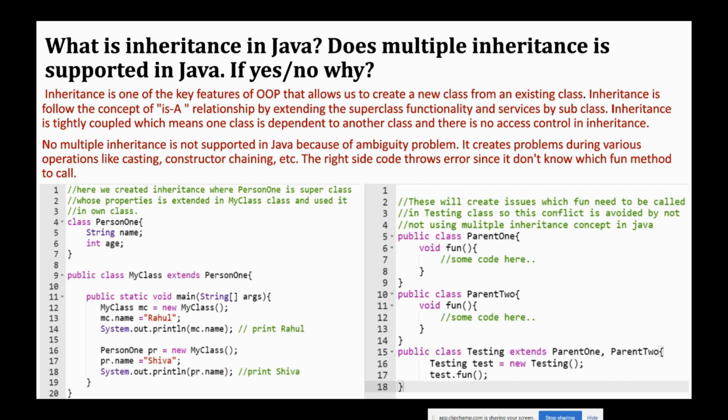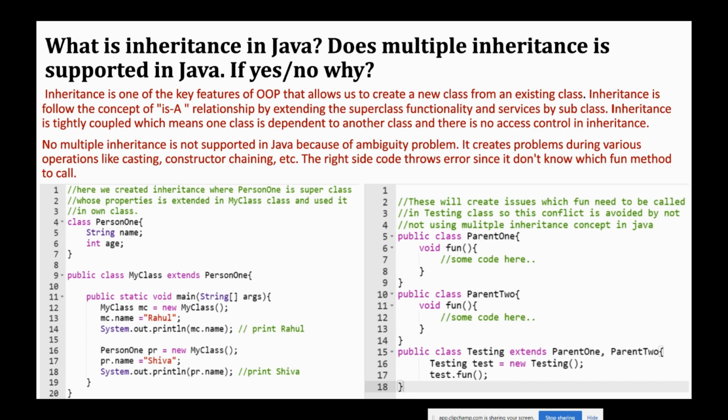Let's see first the left hand side of the code. Here is the class Person1 with a string name. My class is extending the Person1 information into its own class. When we see the public static void main method, we created the object for MyClass, mc.rahul. Now we are just giving the name, which is Rahul, and then just printing that name.